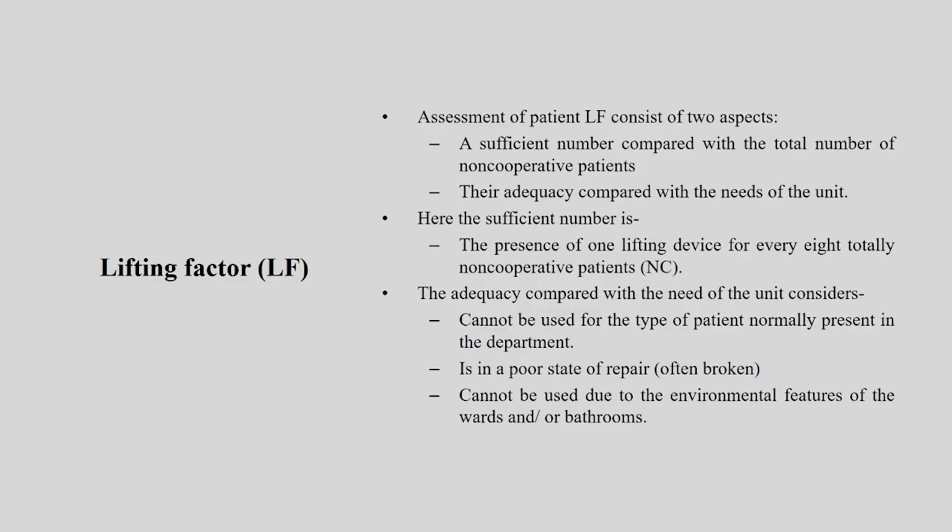One is a sufficient number compared with the total number of non-cooperative patients, and their adequacy compared with the need of that particular unit. Here the sufficient number is the presence of one lifting device for every 8 totally non-cooperative patients. So, this definition you have to remember. Okay, the presence of one lifting device for every 8 totally non-cooperative patients. If it is there, then you will say it is sufficient.